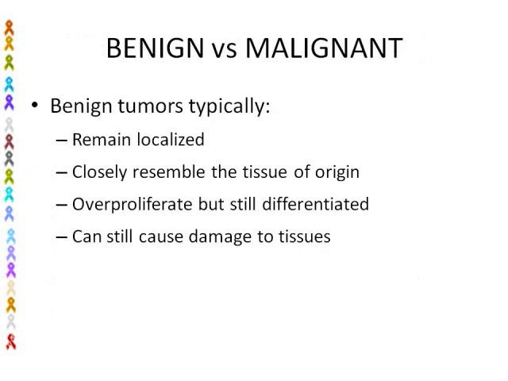Okay, benign versus malignant tumors. Benign tumors typically remain localized. They remain in one place. They closely resemble the tissue of origin. So a breast tumor that is benign, the tumor cells look pretty close to breast tissue, breast cells. They have overproliferation, but do not significantly lose differentiation. And they can still cause damage to tissues through compression and obstruction.